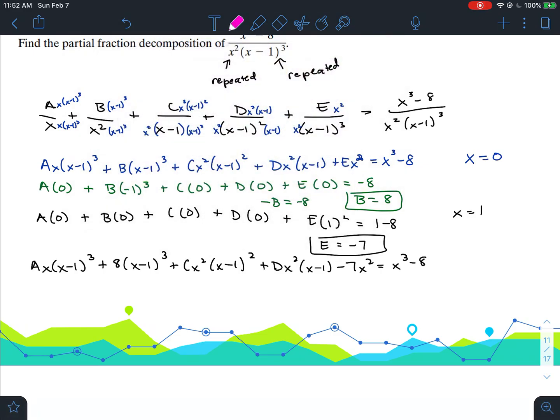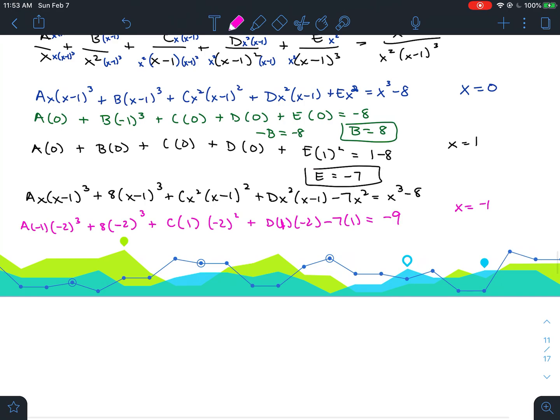All right, so now we'll pick a different number. Let's let x be negative 1. So this would be a times negative 1, and then negative 1 minus 1 is negative 2 cubed plus 8 times negative 2 cubed plus c times 1 times negative 2 squared plus d times 1 times negative 2 minus 7 times 1 and then equals negative 9. Negative 1 cubed minus 8 is negative 9.